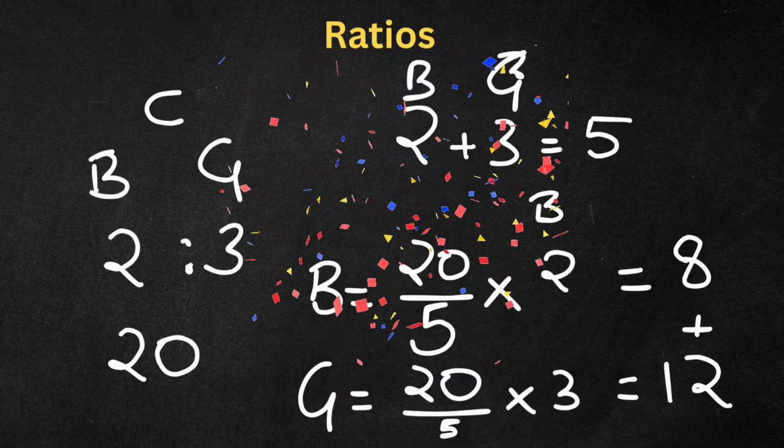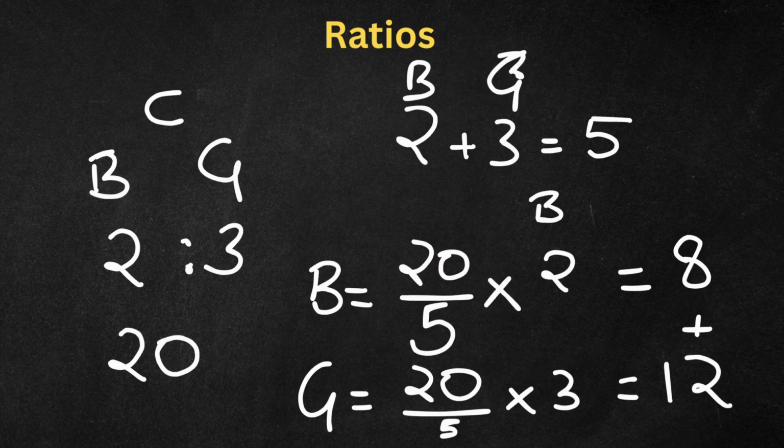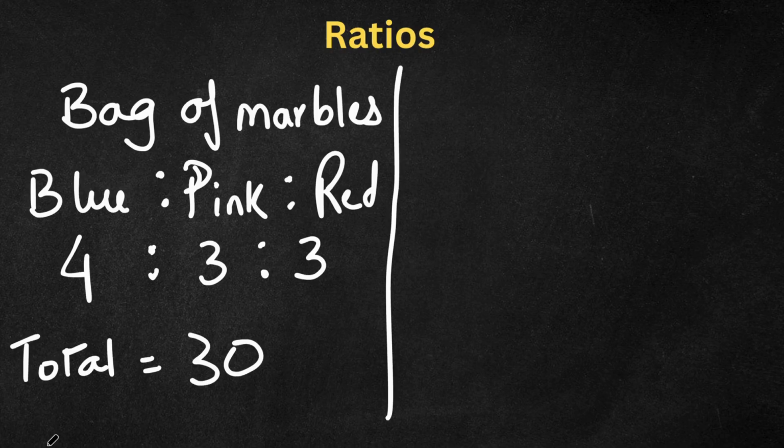Let's do another one. Don't give up. Don't get frustrated. We are going to do one more. Let me clear the screen. Okay, so in our new example, let's say there is a bag of marbles with blue, pink and red marbles in it. They are in the ratio of 4:3:3 respectively. There are a total of 30 marbles. Find how many blue, how many pink and how many red marbles are there.